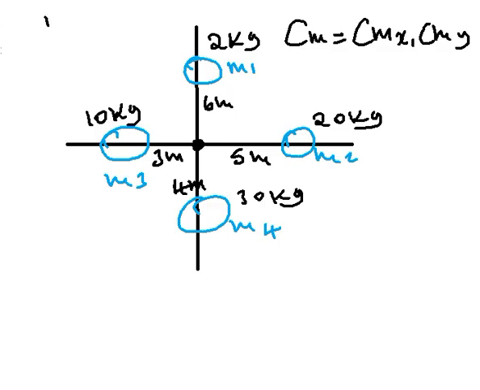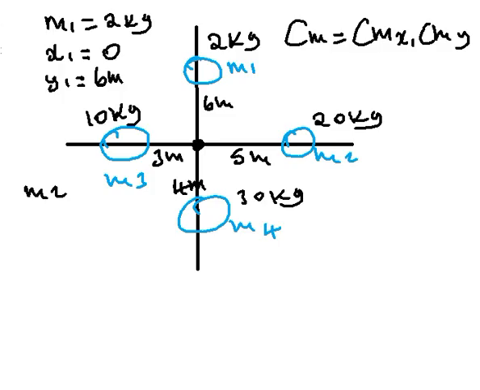Let's start with mass 1. What is mass 1? We have it as 2 kgs. And what is its position along x? Mass 1 is found along the y-axis, so it has no position along the x-axis. And what is its position along y? We have it as 6 meters.